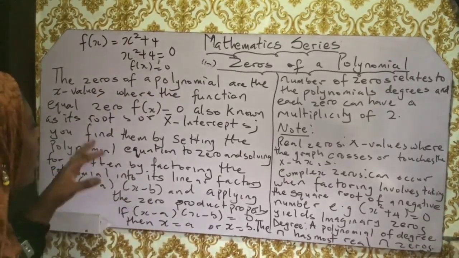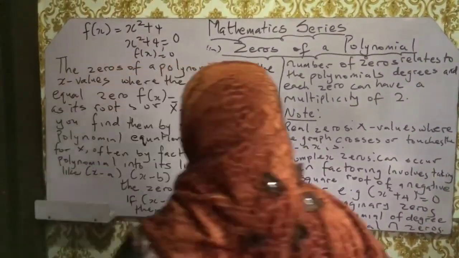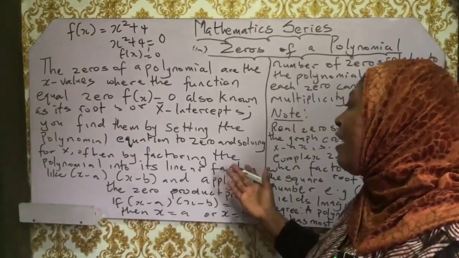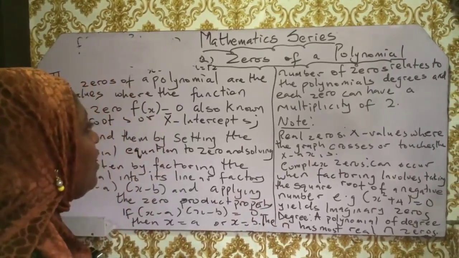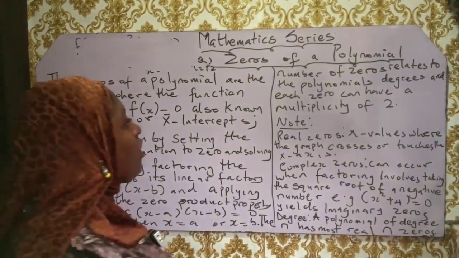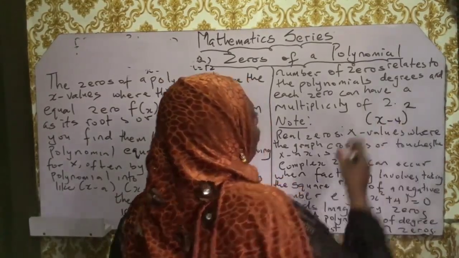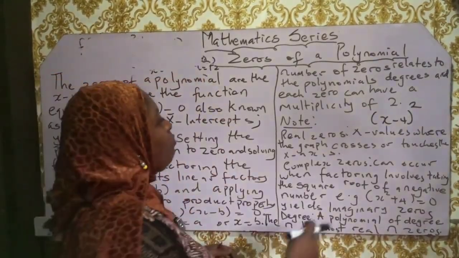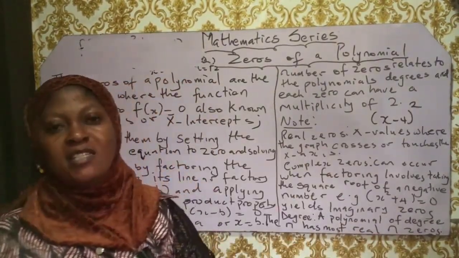And then, after setting the polynomial to 0, you solve for x, often by factoring the polynomial into its linear factors, like x minus a, x minus b. So the number of zeros relates to the polynomial's degree, and each zero can have a multiplicity. For example, let's say we have x minus 4 to the power of 2. The degree of the polynomial is 2. So the zero of this polynomial will be x equals 4, and it has a multiplicity of 2. This is what this simply means.